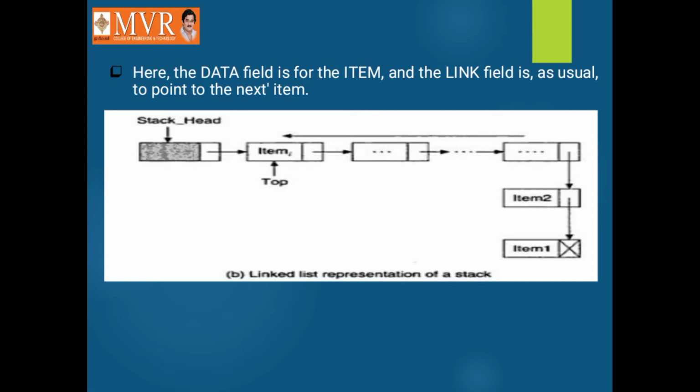It is using a single linked list. Single linked list, as you know, contains only two parts in the node. One is the data part and the other is the link part. Data part stores the item that I want to store, and the link pointer will point to the next node in the linked list. Okay.